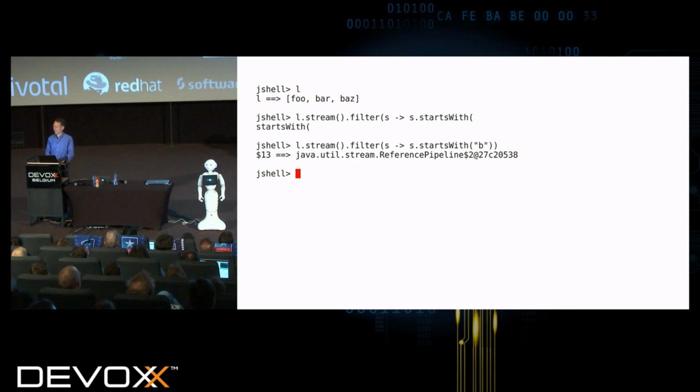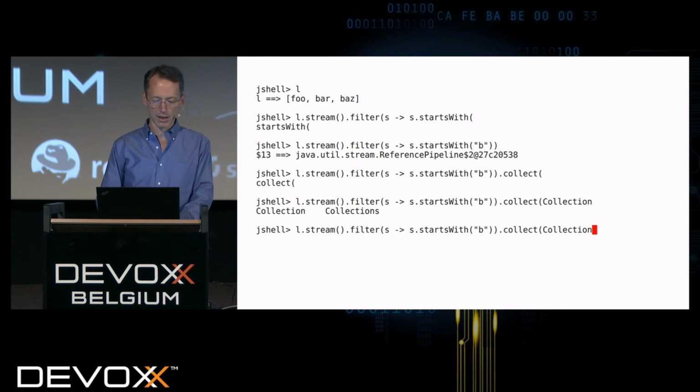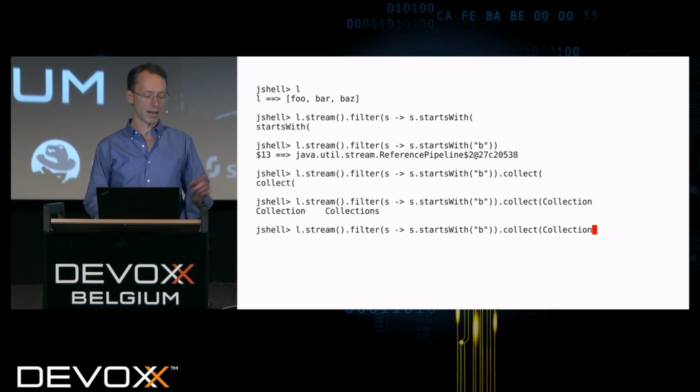I don't understand it. I just want to collect this back into a list of strings. So I go back in my history. I say collect, and I need a collector. So I'm going to go to the Collectors utility class, if I can spell it. Collectors, wait, no, I don't want Collection. I don't want Collections. I want Collectors. The problem is it's not in scope.